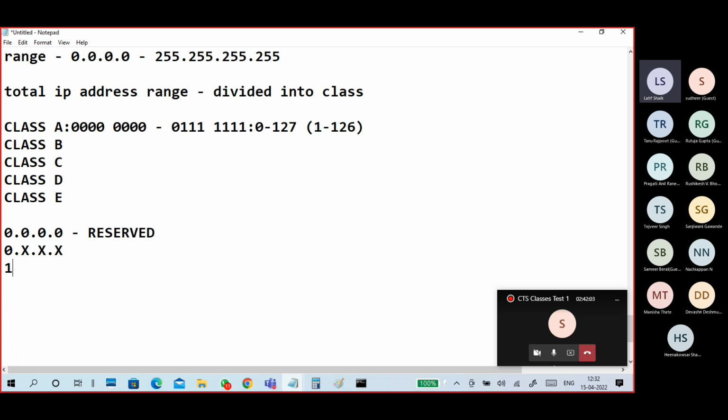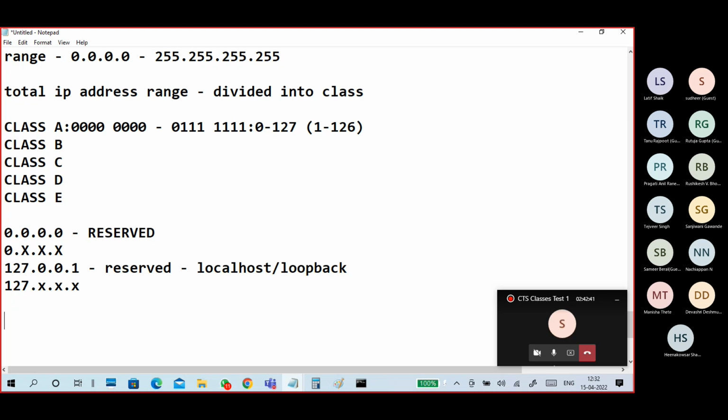Next, as I already told you, 127.0.0.1 is also a reserved IP address for localhost or loopback. Loopback means for self-testing purposes. It is a reserved IP address, and not only one single IP address, the entire 127 series we don't use, meaning we don't assign it to our regular NICs.